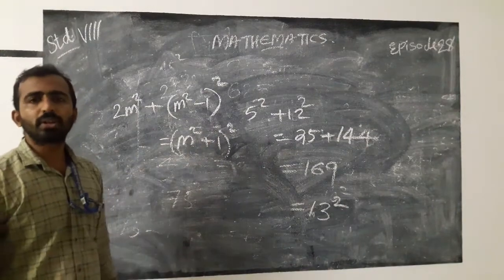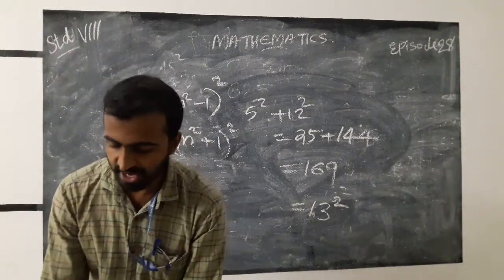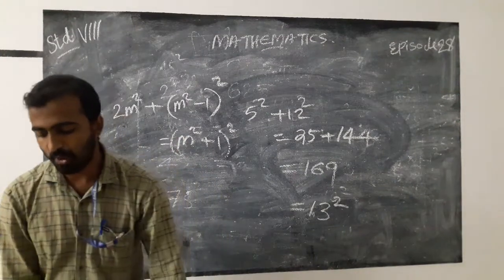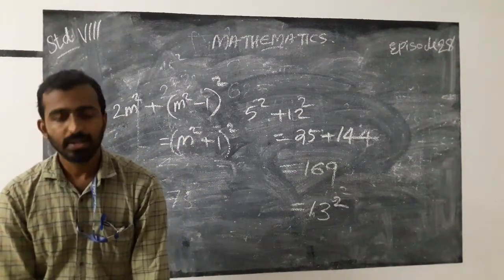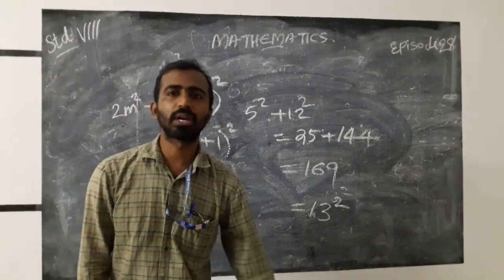These are Pythagorean triplets. What are Pythagorean triplets? When we take the squares of two numbers, the sum is the square of another number. That is Pythagorean triplets.